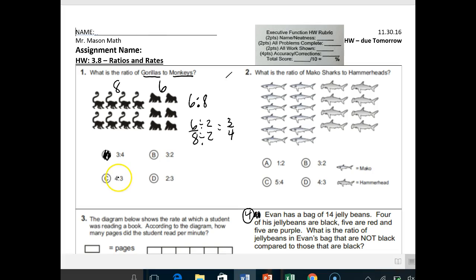Notice how they have 4 to 3 on there. A lot of people could choose that because they do the monkeys to the gorillas because they see the monkeys first. Read the problem. It tells you want gorillas to monkeys. So again, in this one, read the problem. They want Marco sharks to hammerheads. These are the hammerheads. These are the Marco.